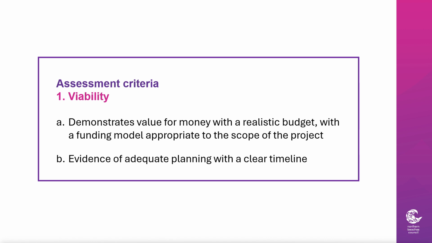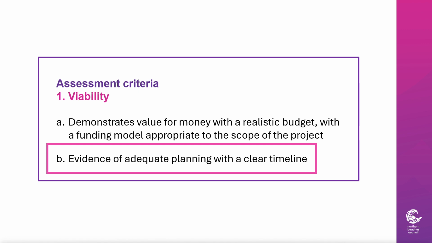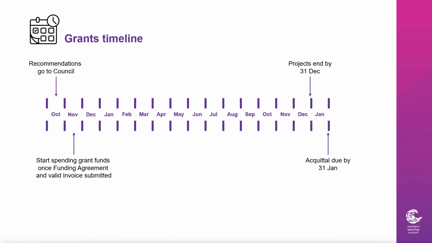This video will be looking at how to respond to the questions related to Assessment Criteria 1, which asks you to demonstrate the viability of your project. In particular, Criteria 1B, which asks you to show evidence of adequate planning with a clear timeline. First, let's look at the overall timeline for projects.